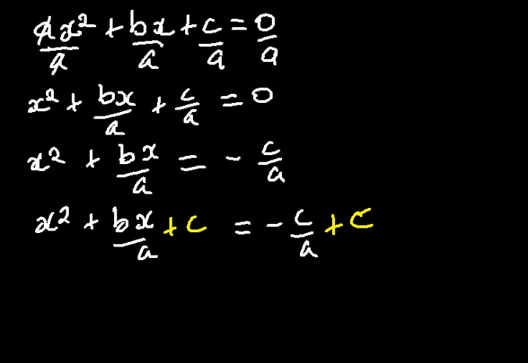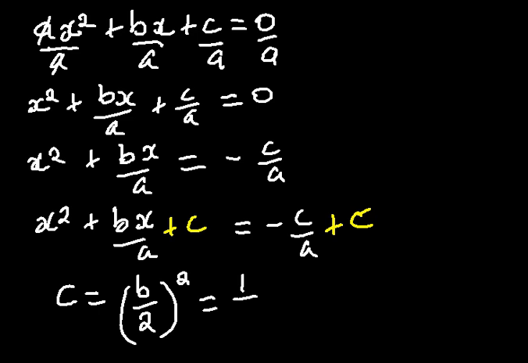And from there, we have to solve for the value of the constant, which is c. So how should you solve for the value of the constant? Using the formula, the constant is given as b over 2 all to the power 2, where b is the coefficient of x. And what is the coefficient of x? It is given as b over a.